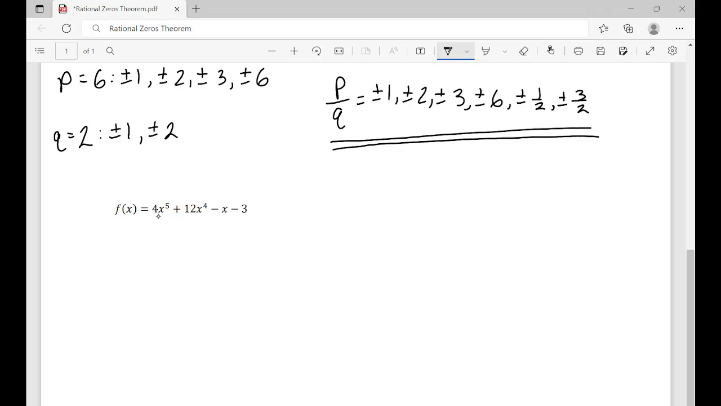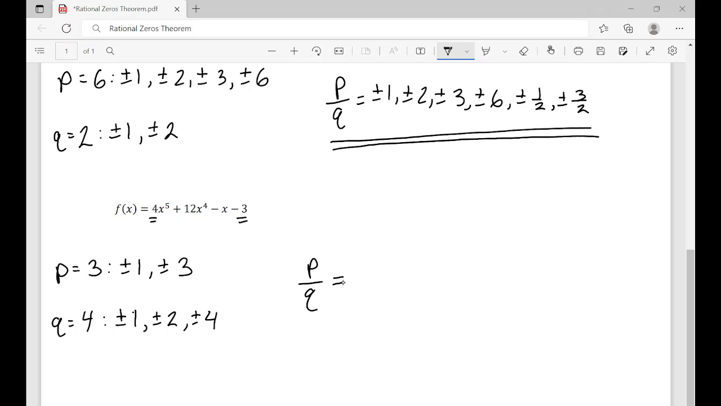Last, f of x equals 4x to the 5th plus 12x to the 4th minus x minus 3. So we're going to again start off by stating what p and q are. p again is 3, and q is 4. So all the factors of 3, plus minus 1, plus minus 3, and all the factors of q, plus minus 1, plus minus 2, plus minus 4.